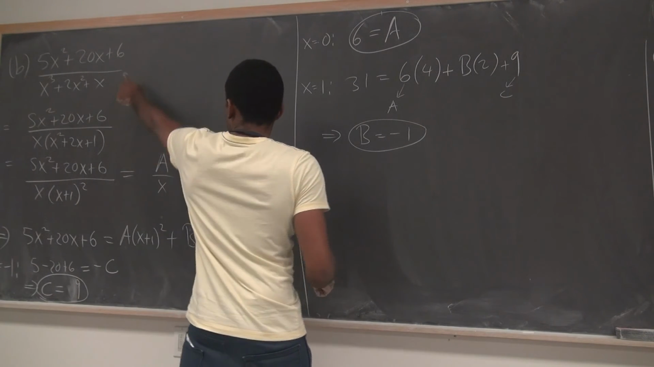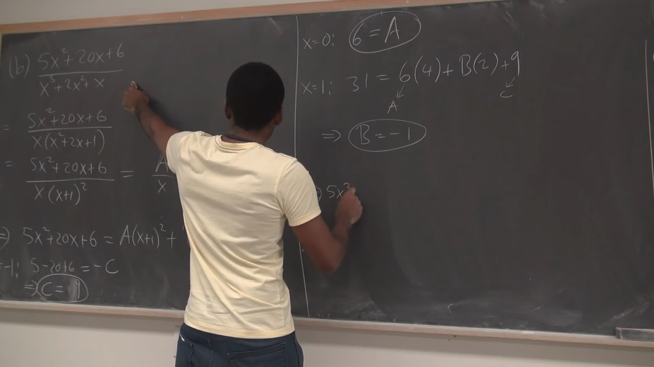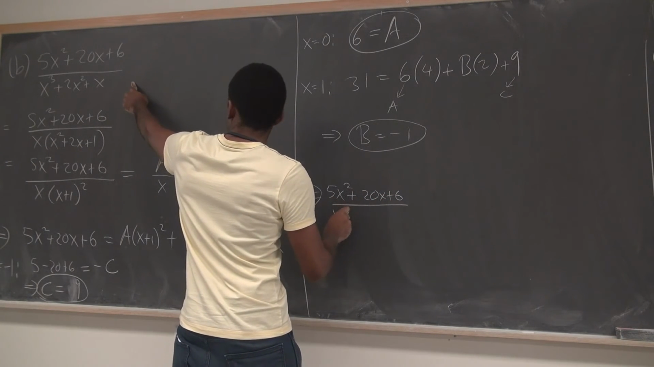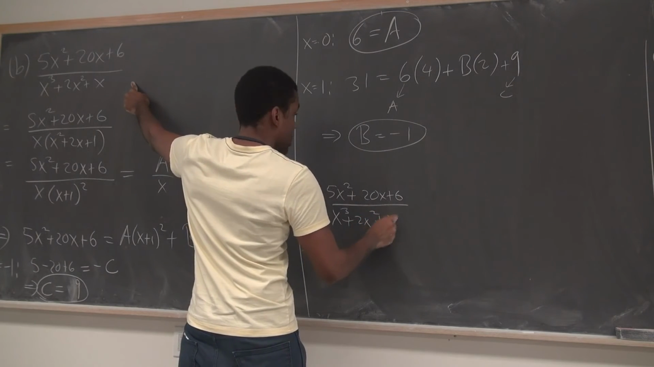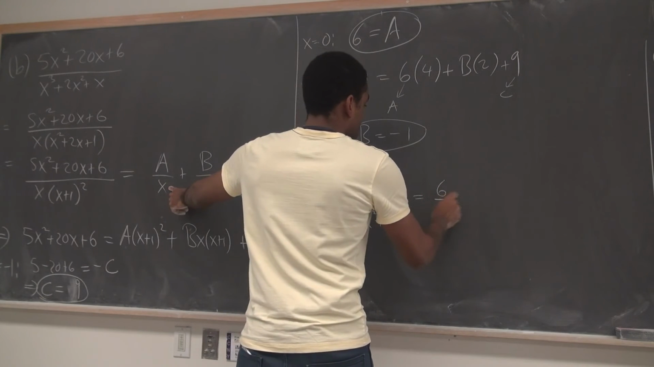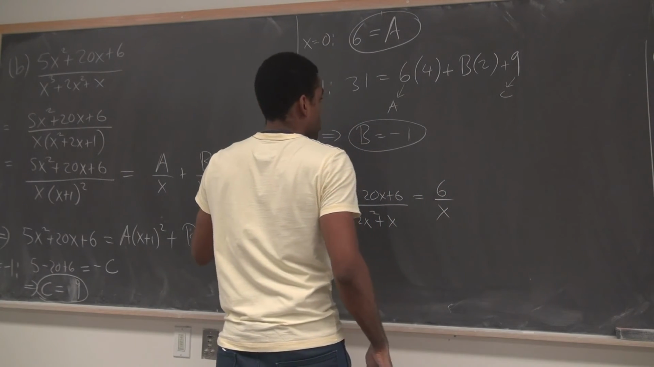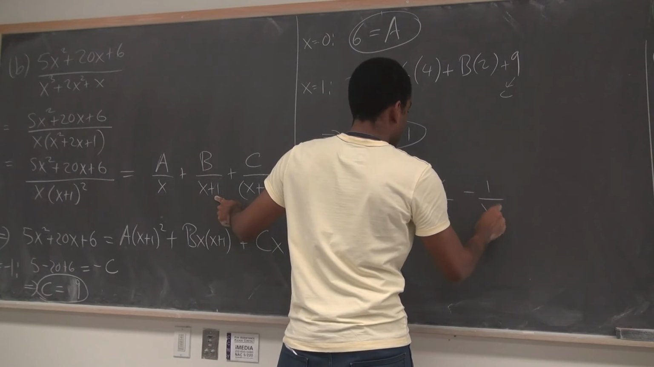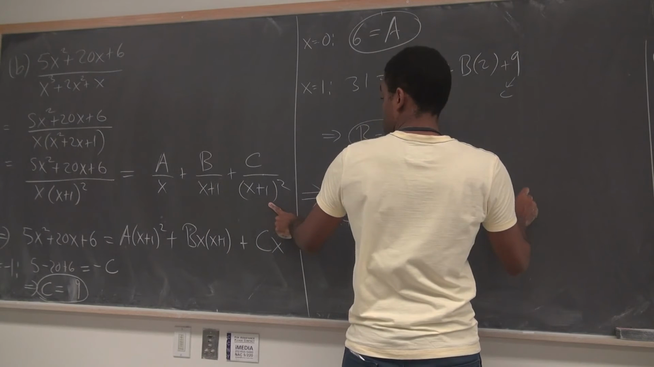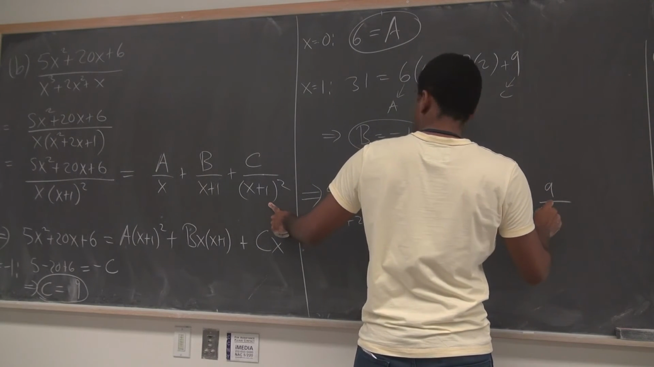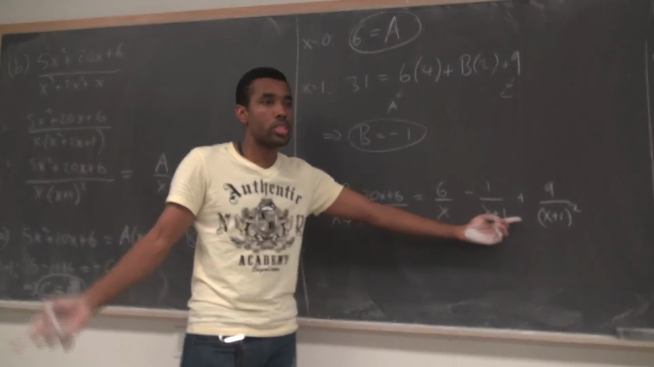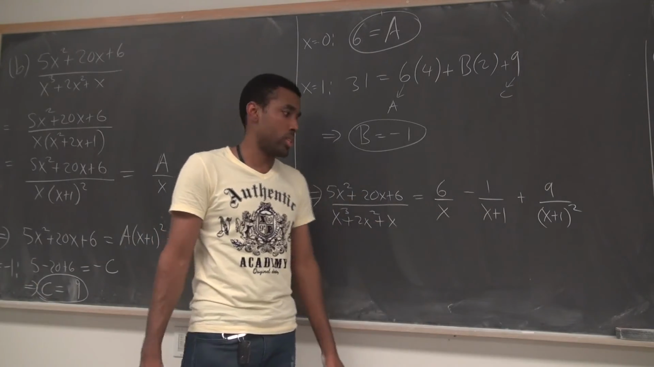So at this point, it means that this, 5x squared plus 20x plus 6 over x cubed plus 2x squared plus x, is actually equal to a over x, where my a is 6, plus b over x plus 1, where my b is minus 1, plus c over x plus 1 squared, and my c is 9. And of course, if you were to integrate this, it would be trivially easy.